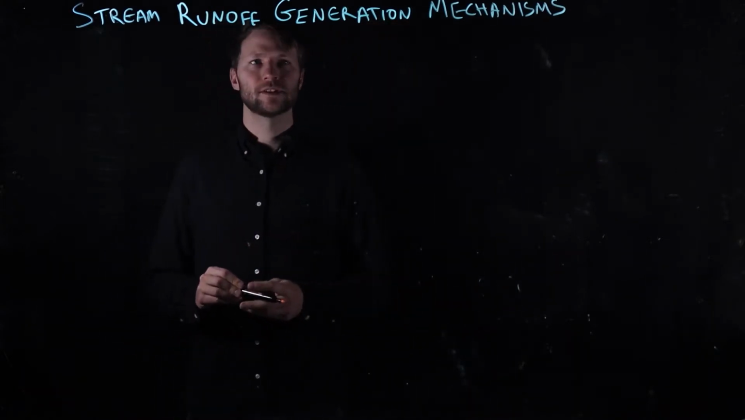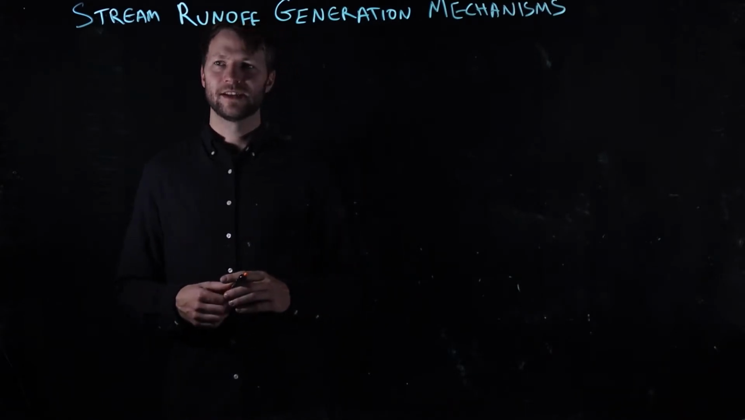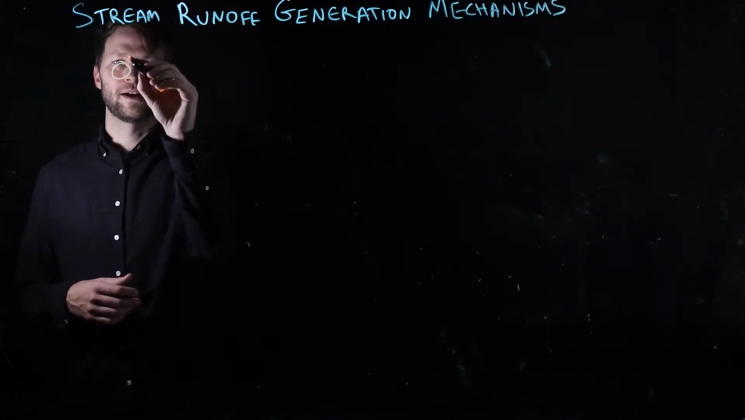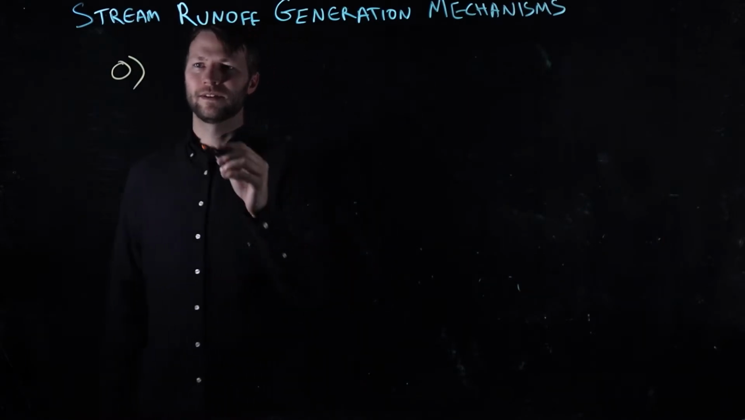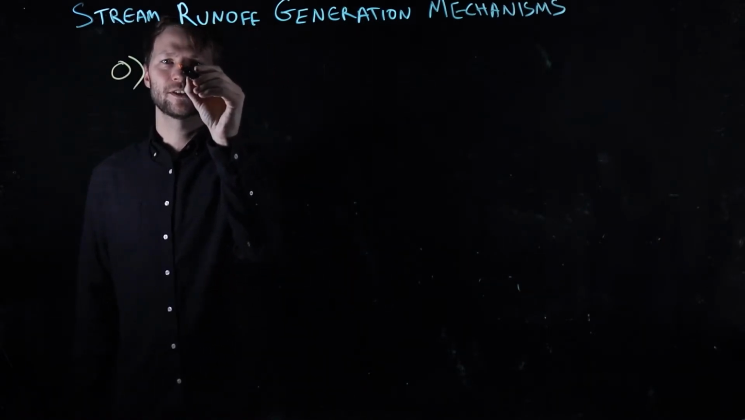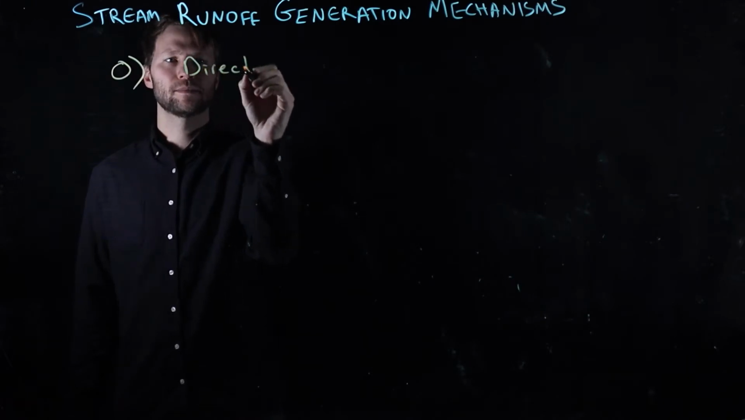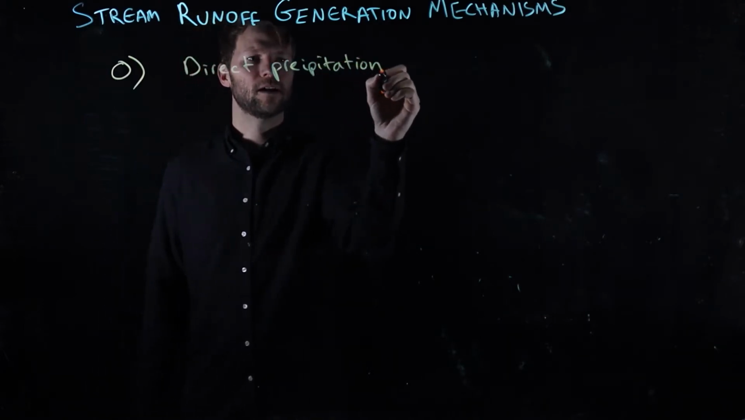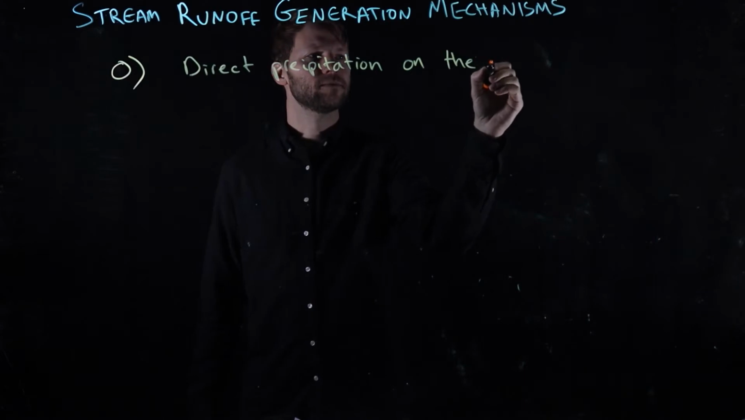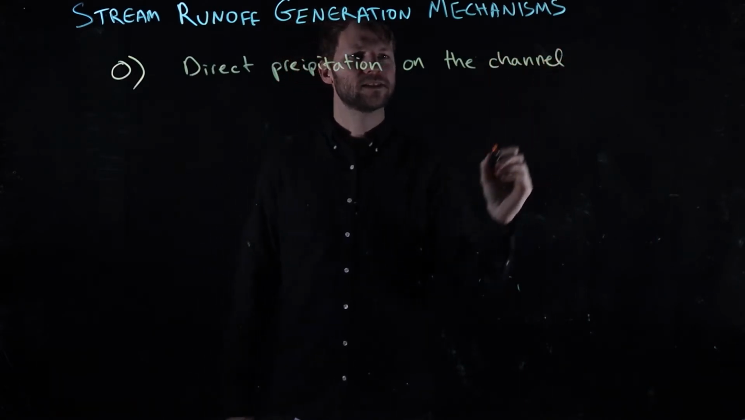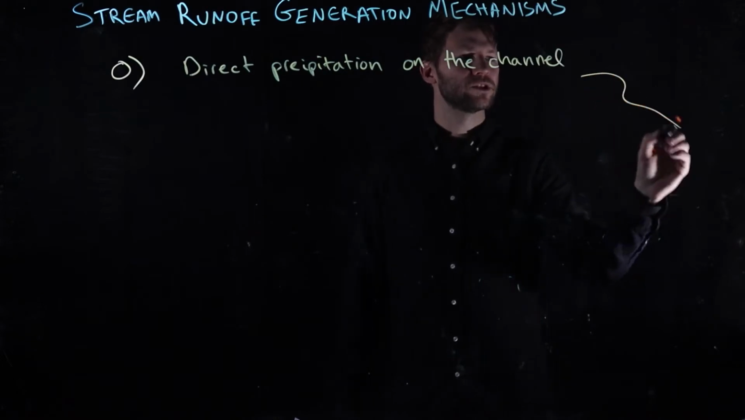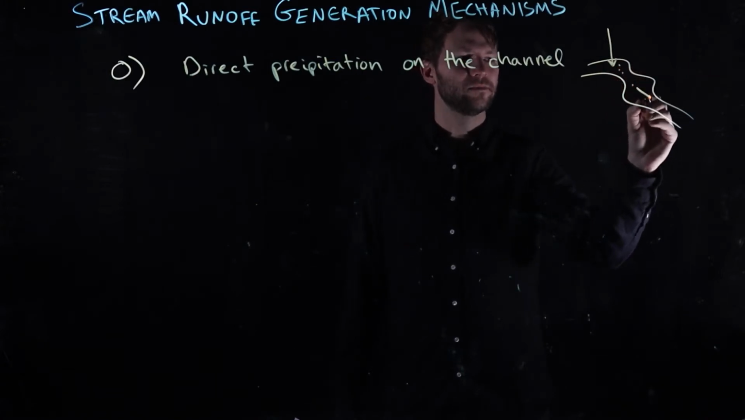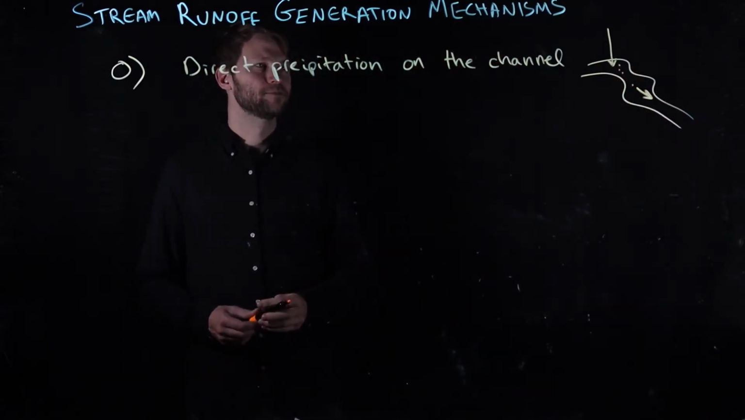And in general, there's a whole bunch of different pathways that hydrologists have studied, and we're going to overview some of the most important ones. The simplest pathway, I'll maybe call it the zeroth, or the number 0, is that, of course, you can get direct precipitation on the channel itself, on the stream channel. So this is fairly obvious, I hope, but if you have some stream and it's raining and it falls directly on the channel, that's going to contribute to stream flow.